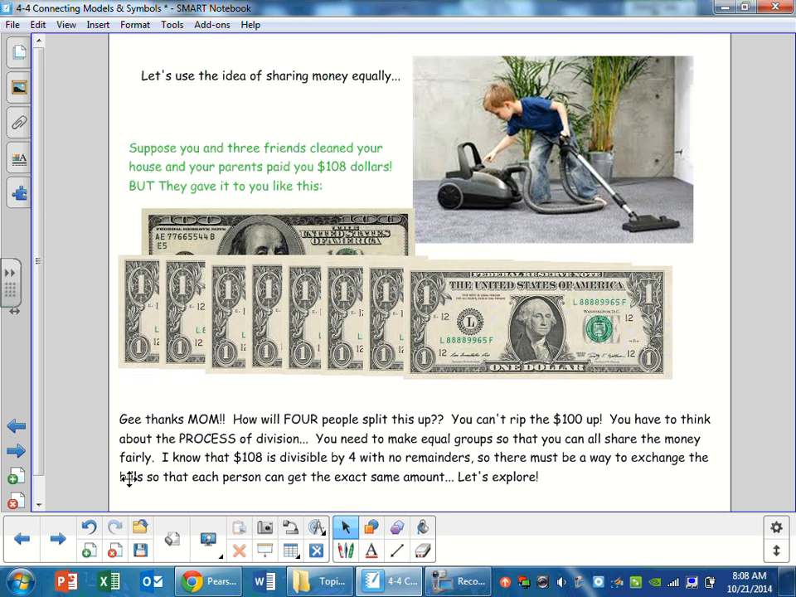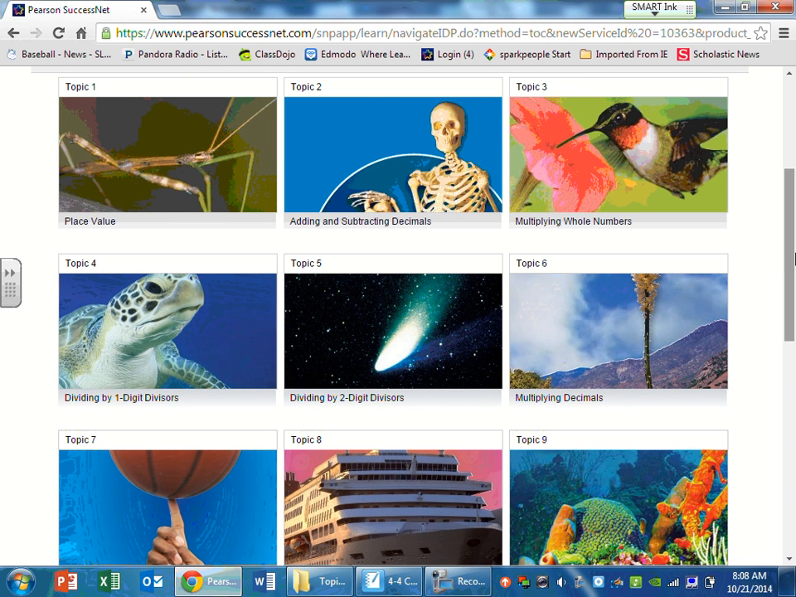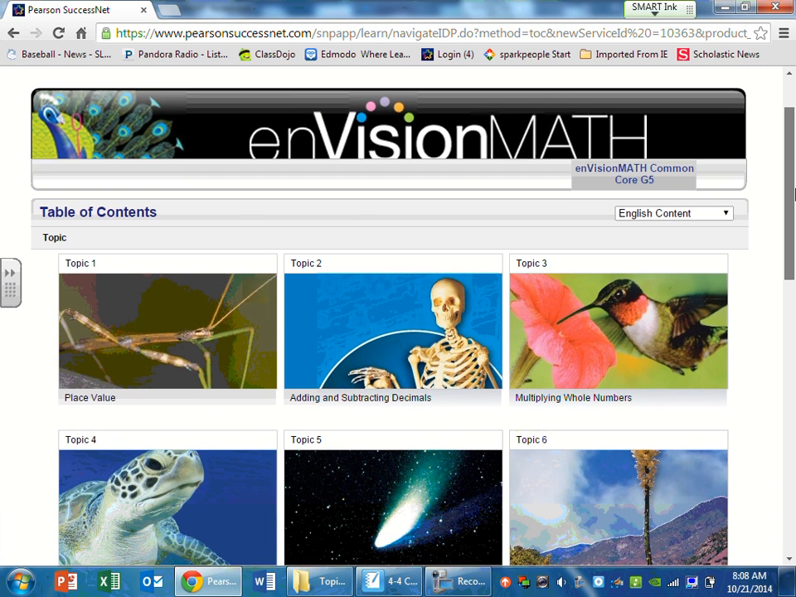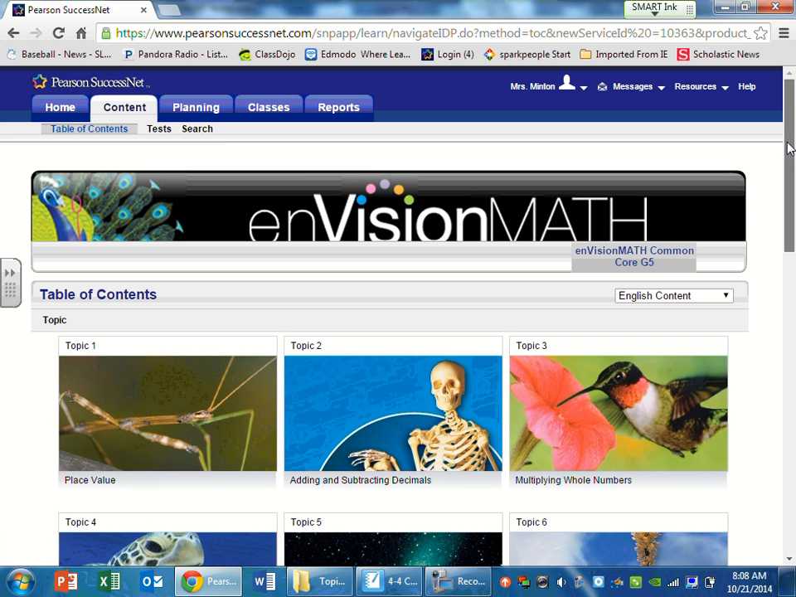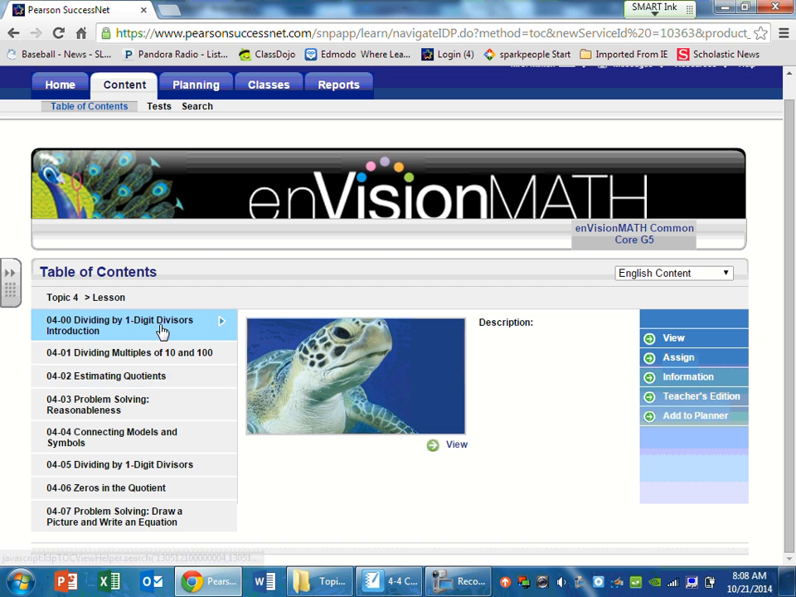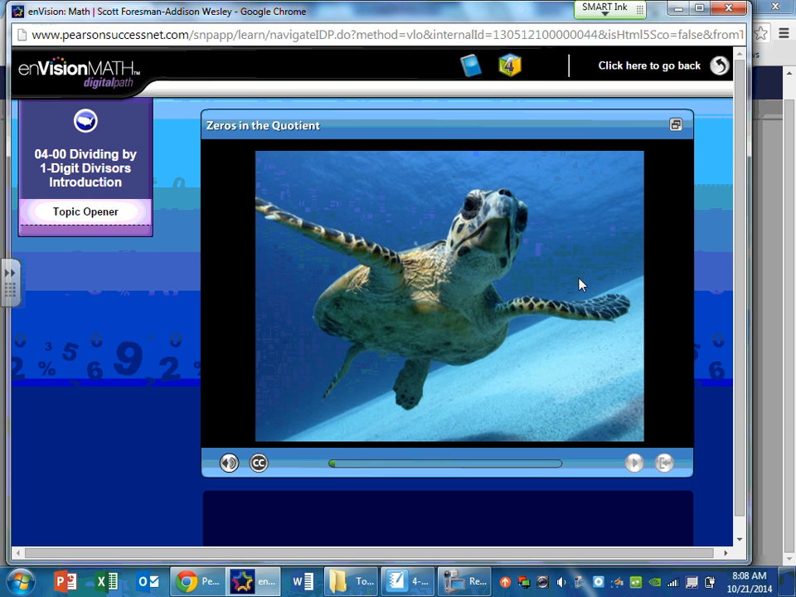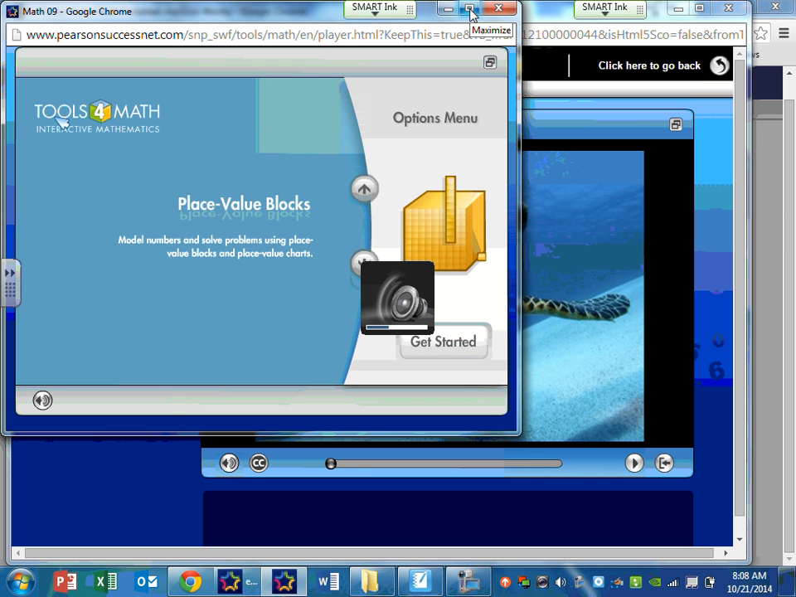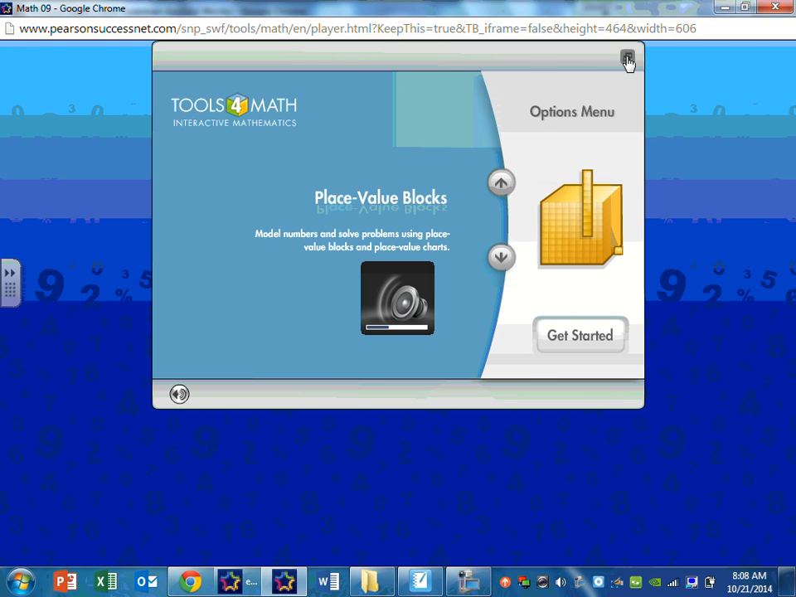Let's explore. And we are going to use the Pearson website to explore, and I'm going to show you how to get to the manipulatives that we're going to use today. So go ahead, when it's time, you're going to log into Envision. You can really click on any of these, but I'm going to go ahead and click on topic 4. And click View and get to this little website. And then up here you're going to see this little cube with the number 4. That is the link to the manipulative. So click that.